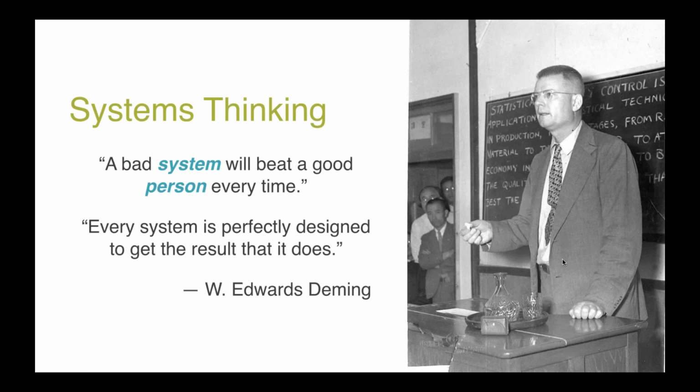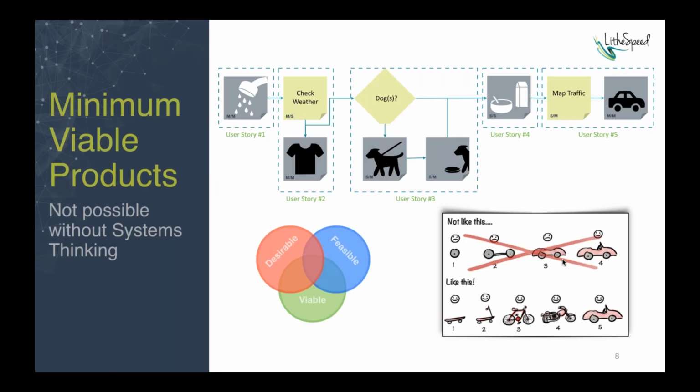And a couple of the sayings that Deming is known for are up here on the screen: that a bad system will beat a good person every single time. And also that your system is perfectly designed to get the result that it does. So if it's really hard to debug your application, it's because your application was designed to be really hard to debug. So if you want a system that's really easy to debug, the only solution is to design an application that's easy to debug. Easier said than done, but that's why we're here today.